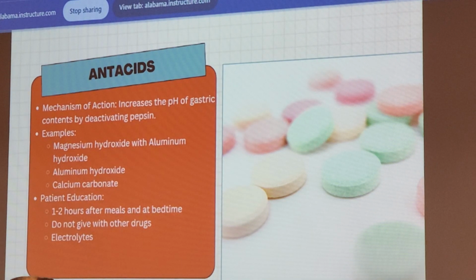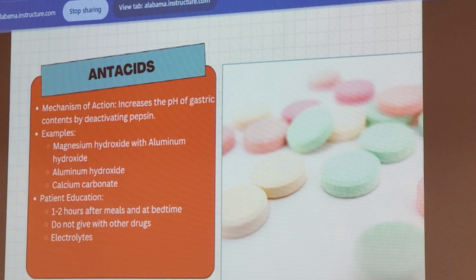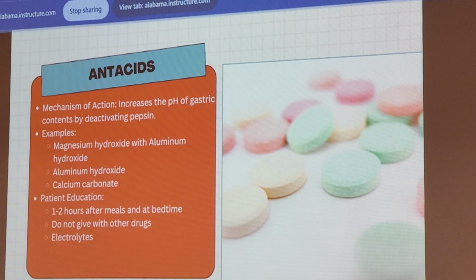All right, with our antacid class, we have magnesium hydroxide with aluminum hydroxide. We have just aluminum hydroxide, and then we have calcium carbonate as well. Anybody know what those are? Tums, like Tums is a calcium carbonate. What about aluminum hydroxide just itself? Maalox. Maalox, good. And then the first one, magnesium hydroxide with aluminum hydroxide. Phillips. Mylanta.